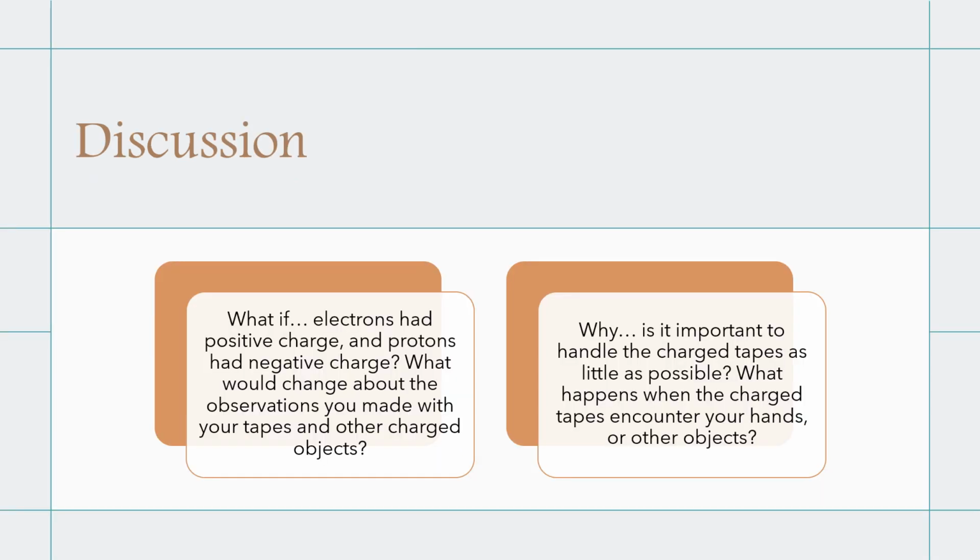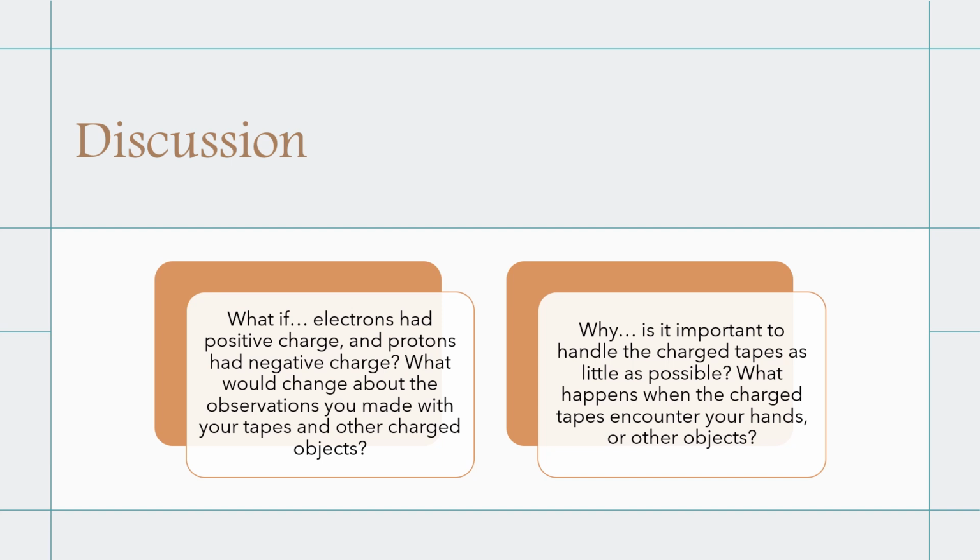So for my discussion questions, we said, what if electrons had positive charge and protons had negative charge? What would this change about the observations I made? So this wouldn't change anything because it would still be the same for all the observations, but everything would have the opposite charge of what it did.